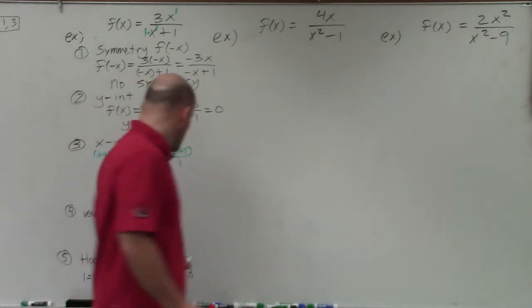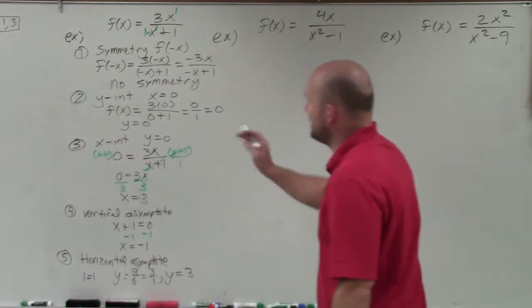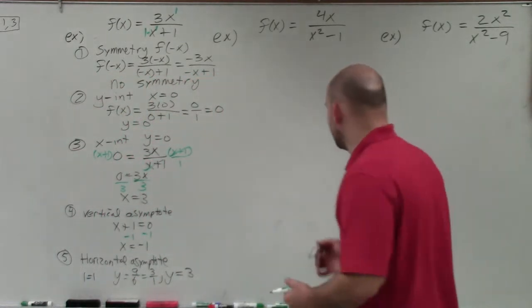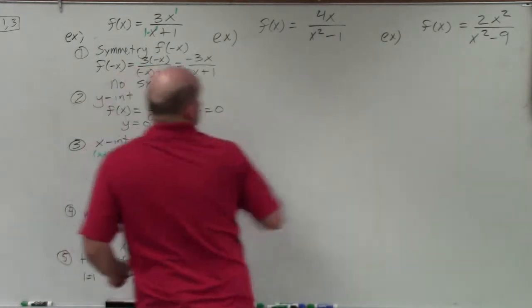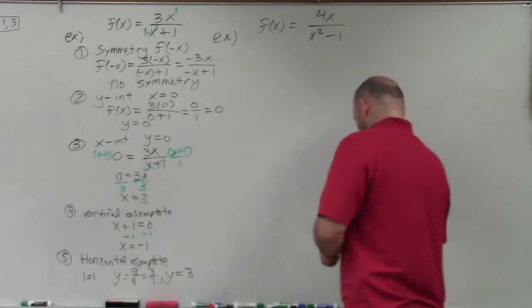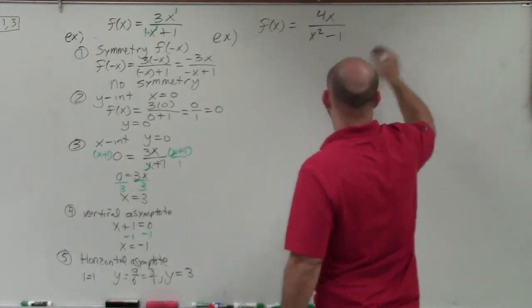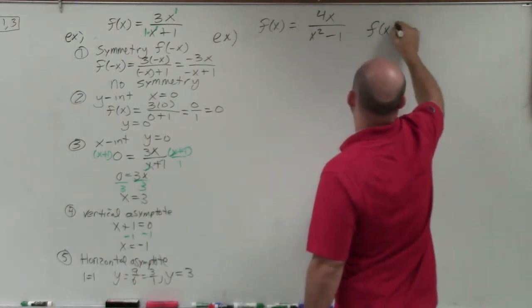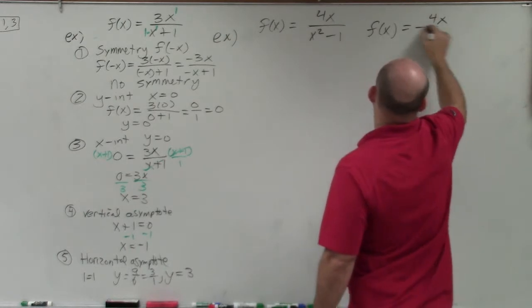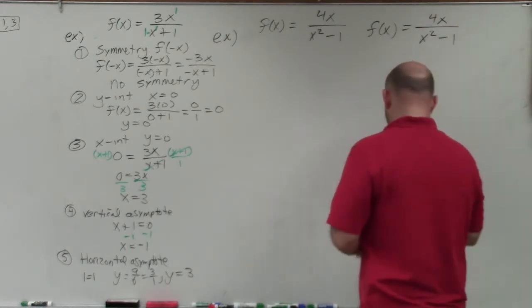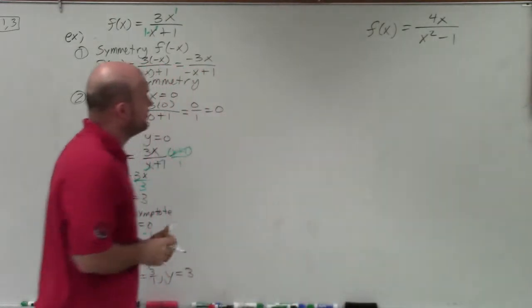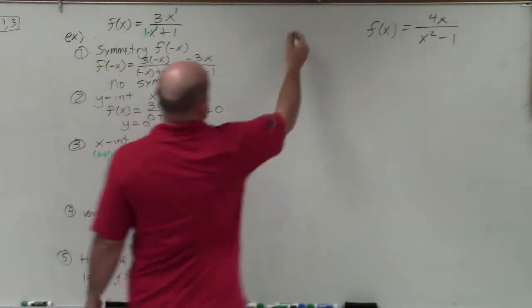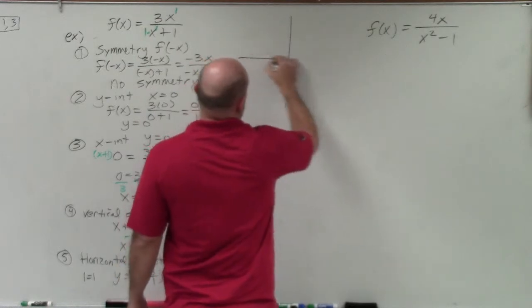All right. So I have my horizontal asymptote, my vertical asymptote, x-intercept, y-intercept, and symmetry. So now, basically, what I'm going to do is I'm going to go ahead and graph the information I have.